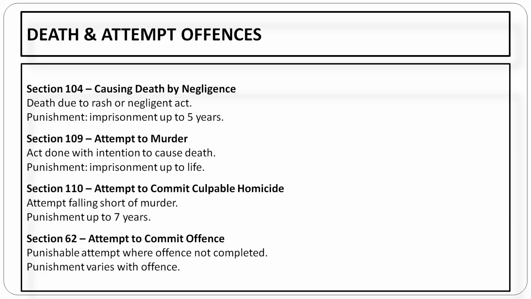The next one is Section 110, attempt to commit culpable homicide. It applies when a person attempts to cause death but without the high intention required for murder. The act is serious but falls short of murder. Court looks at intention and knowledge carefully. The punishment can be imprisonment up to 7 years.